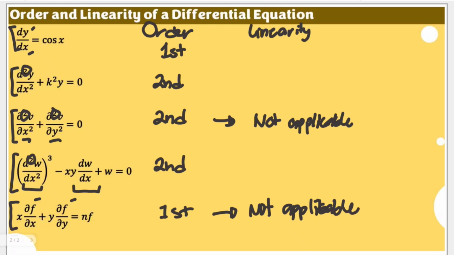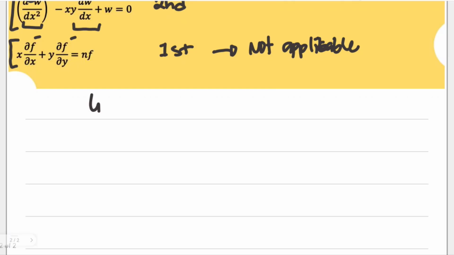So let's focus on identifying the linearity of the ordinary differential equations, the first, second, and fourth equations in this item. So how do we say if it's linear or not? When you talk about linearity of an ordinary differential equation, it should satisfy this general form.